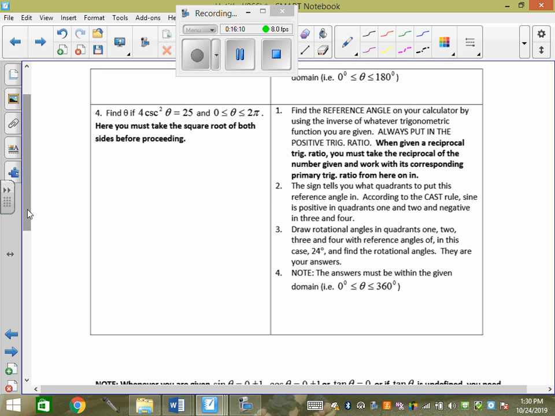Number 4, what do we have to do? We have a squared, but it's by itself. So we have to isolate it and then take the square root, and then you get plus or minus. So we divide by 4.